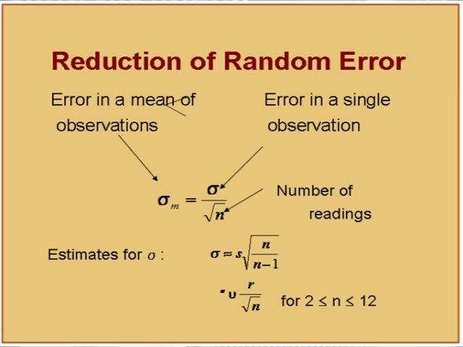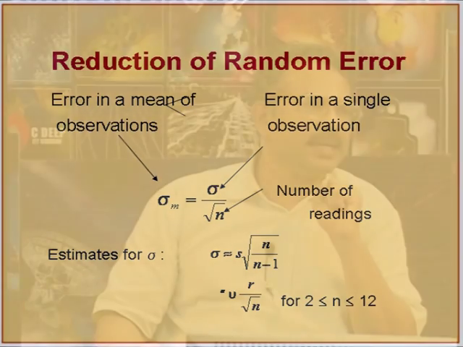This is not the reason why we are saying that you restrict your number of readings to 9 or 12 or something like that. That follows from this formula here: sigma m is sigma by root N. It is from this that we are saying. This has just to do with using the simplified formula for estimating sigma.